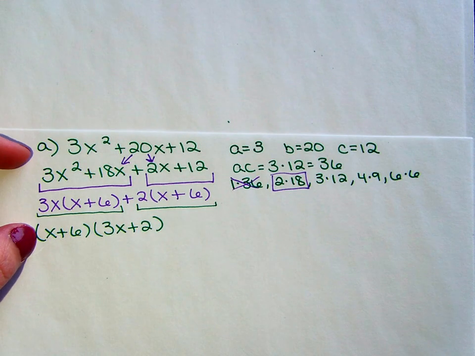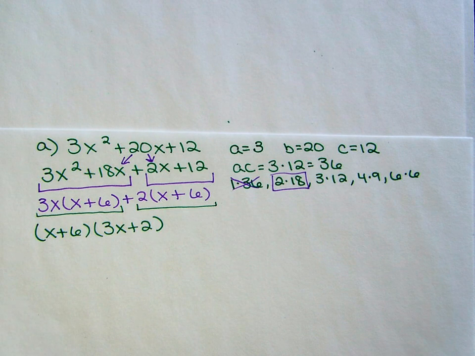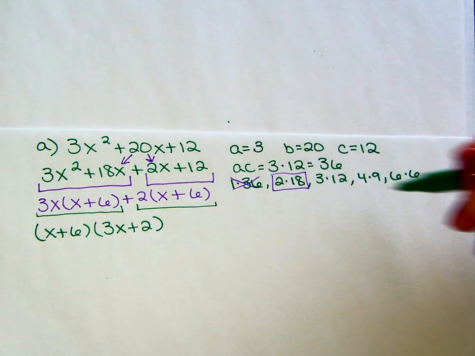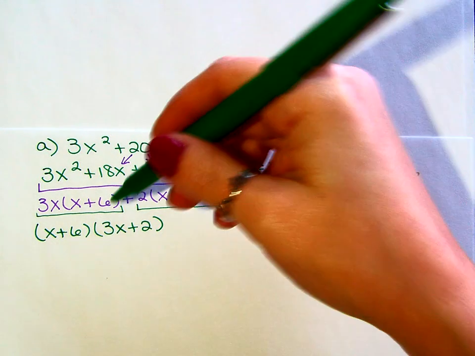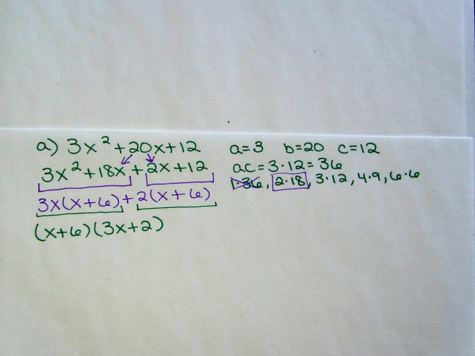If you're a person who likes to follow lots of steps, maybe you prefer factoring by grouping, because you're like, okay, I take A times C, I write out the factors of that, I figure out the middle, I split, and then I factor by grouping. That's fine. And again, if you don't like factoring by grouping, do it the old school way with trial and error. All of these problems can be worked either way.